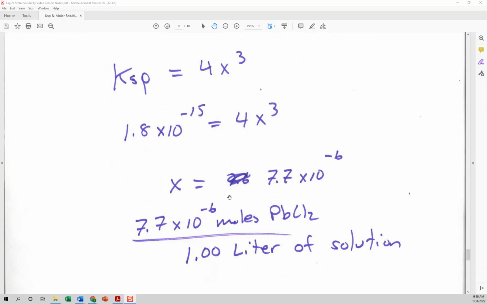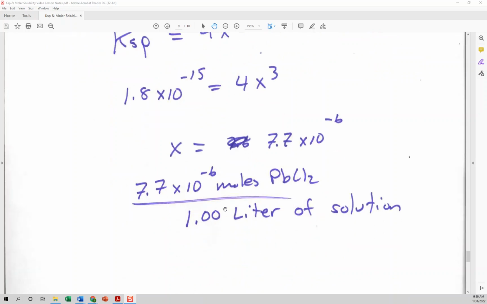Now remember, that's the molar solubility, that's moles per liter. That's telling us that to make a saturated solution of lead chloride in 1 liter, we need that many moles. We need 7.7 times 10 to the negative 6, a very small number. We need that many moles of lead chloride in 1 liter of solution, and it'll be saturated. So that's how many moles for 1 liter of a saturated solution, but we wanted to know 5 liters.